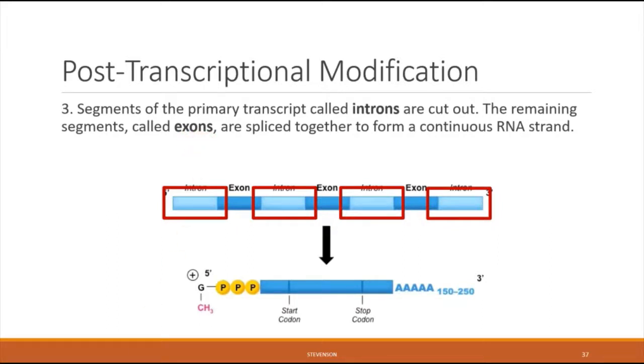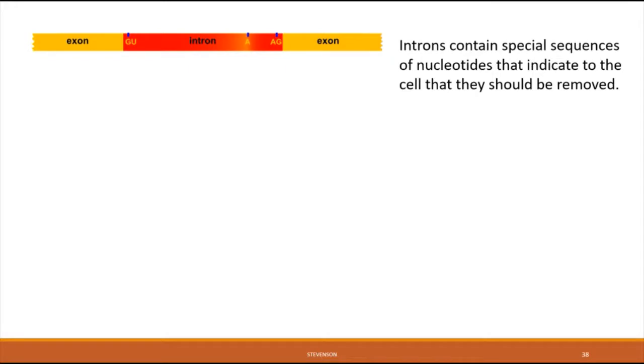Let's take a look at how this works. So, introns are segments of the messenger RNA that contain special sequences of nucleotides telling the cell that they should be removed. This would be like if you went to the library and made a copy of a recipe for making spaghetti, but there were some parts of that recipe that you didn't like. Maybe you don't like garlic or basil, and so before you left the library, you went and you crossed those things out. That's what's going on here. The cell is actually removing parts of the instructions that it doesn't want in there. So these sequences tell the cell that this is an intron and this needs to be removed.